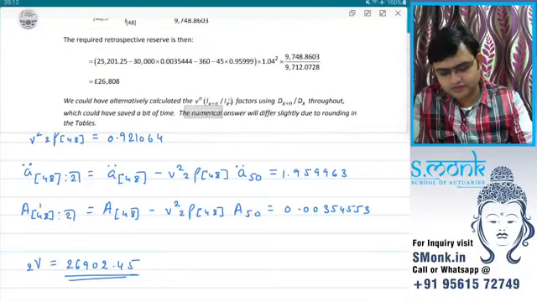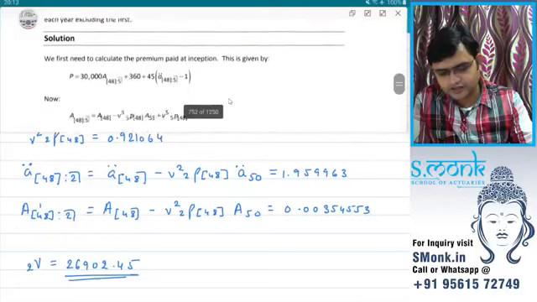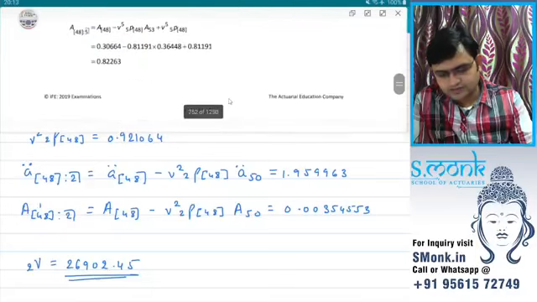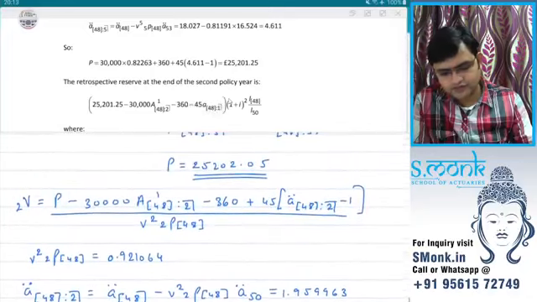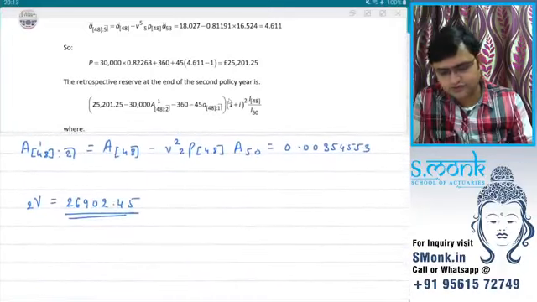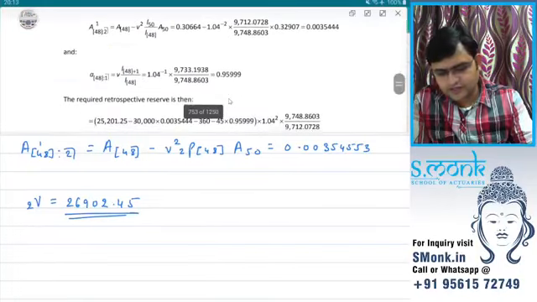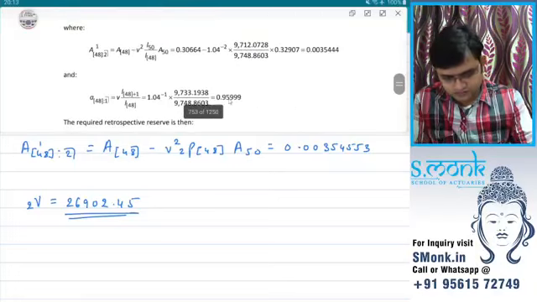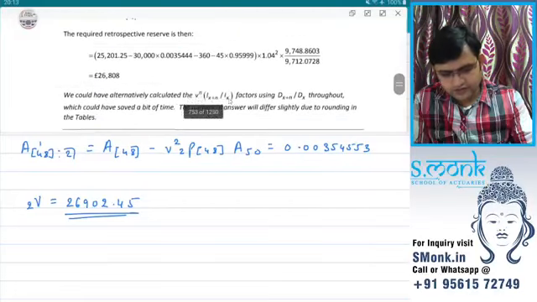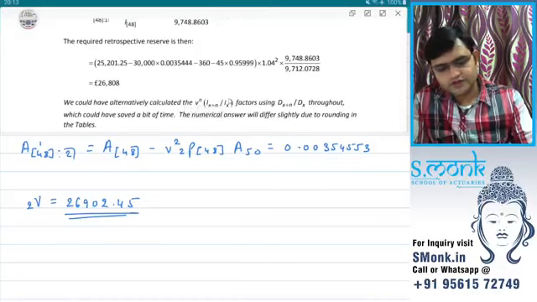Nearly the same value. I don't think we have made any mistake, but check it later on. Premium 25,202. Okay, a small difference. The reserve also has a little bit of difference. Maybe I might have made a mistake somewhere, but sometimes what happens is that instead of the ultimate value I take the select value, or instead of select I take the ultimate value. So just check it once more.